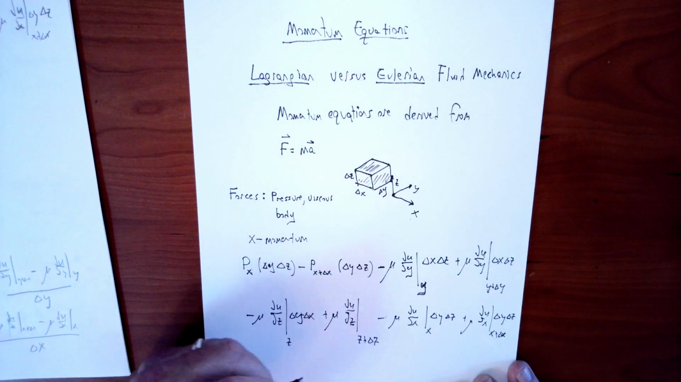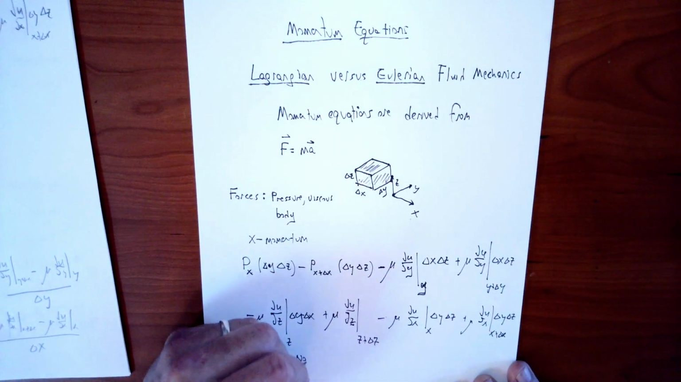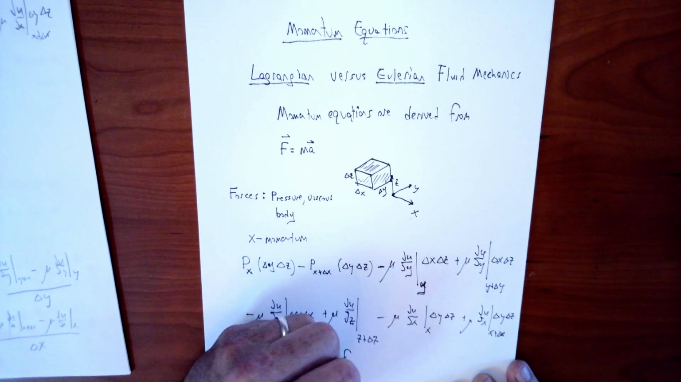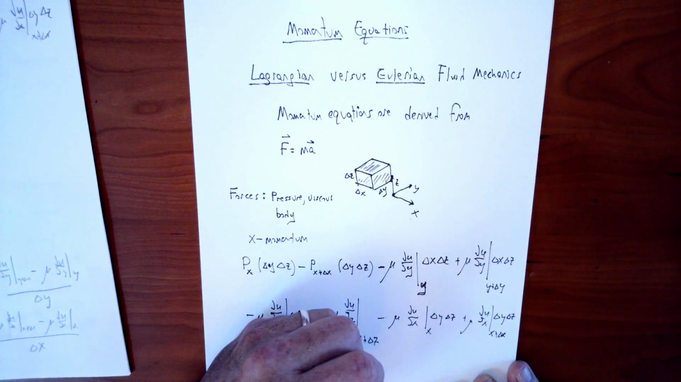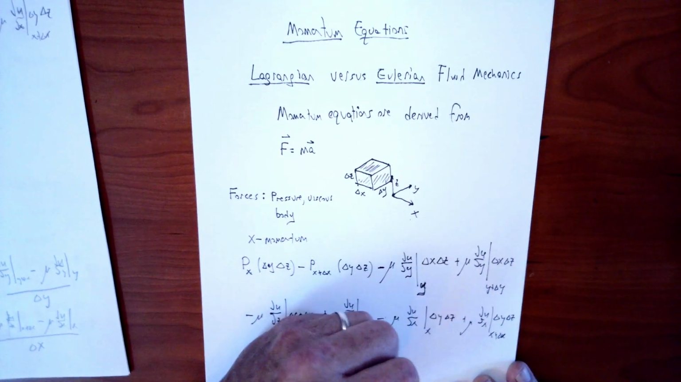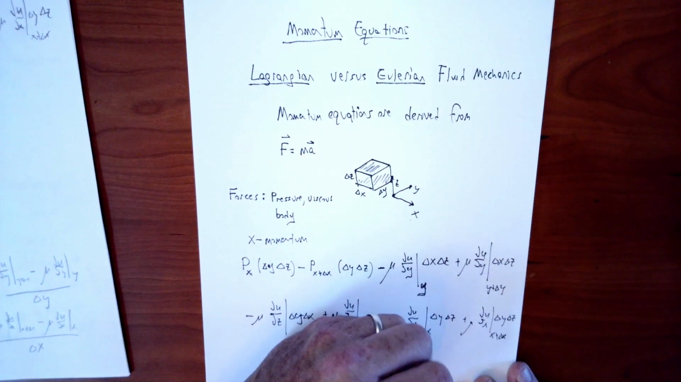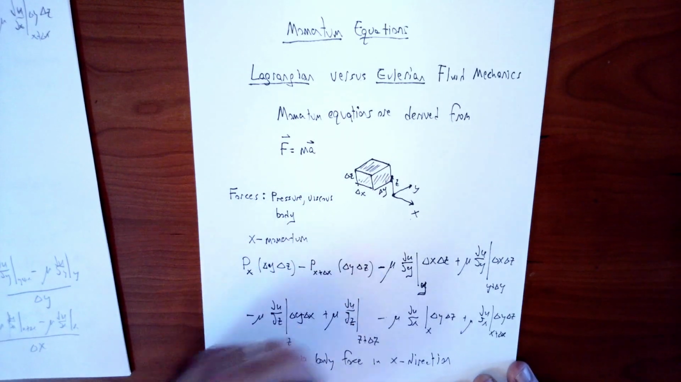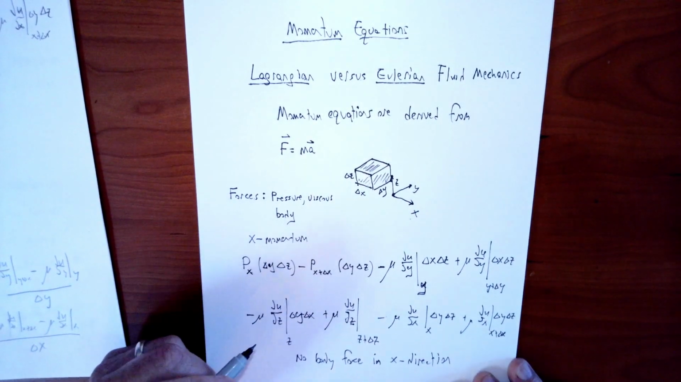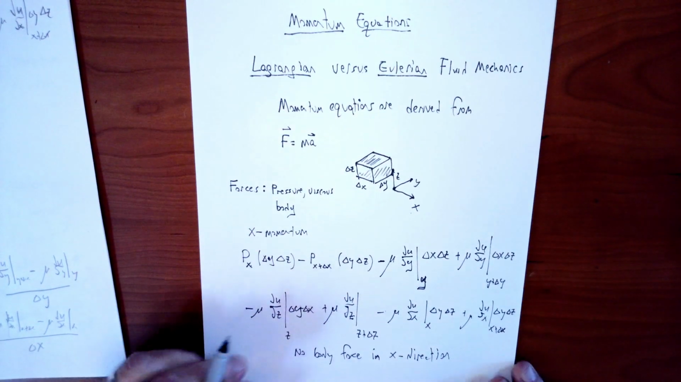And there's no body force in the x direction, right? Usually body force is not in x. Body force is going to be like gravity. So we'll put our gravity in the z direction as we usually do. Sometimes it's in y. It's almost never in x. We just don't define our coordinates that way usually.